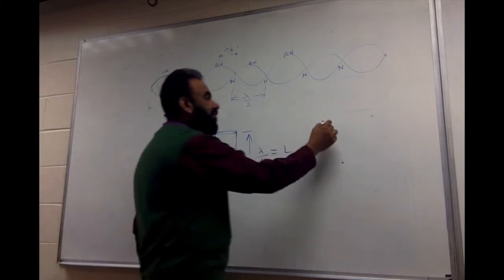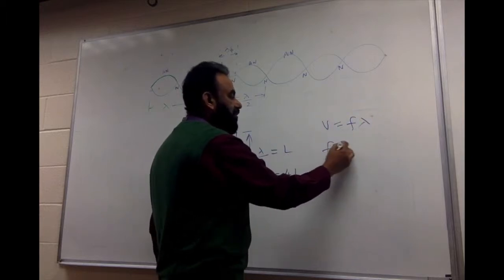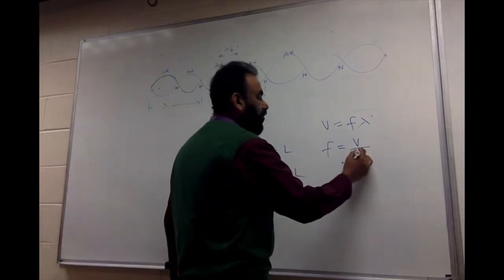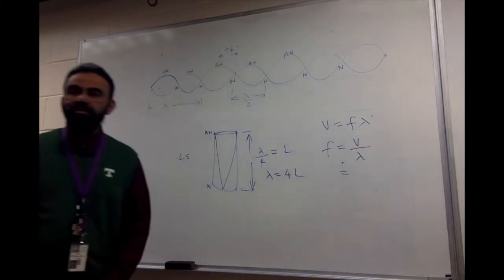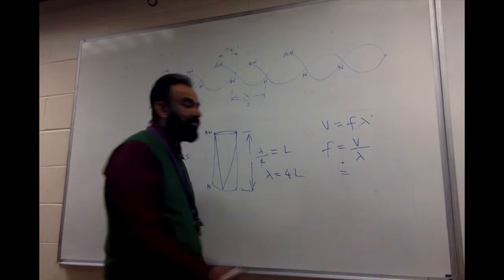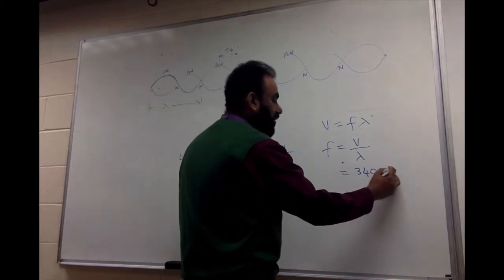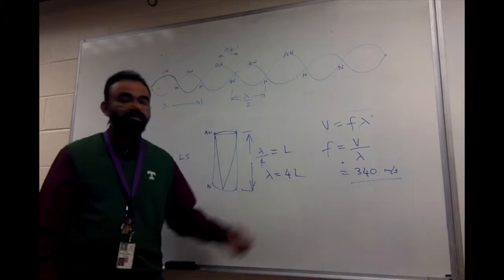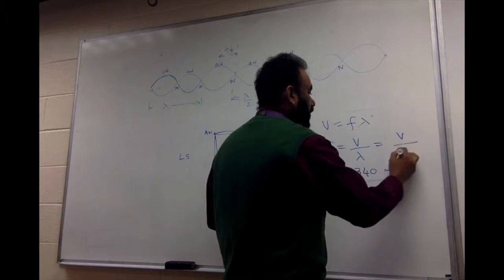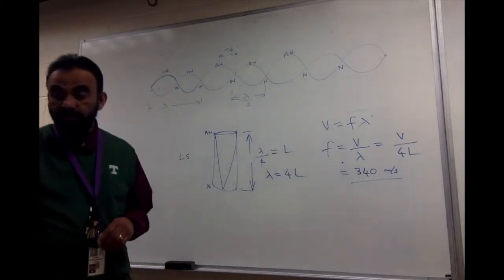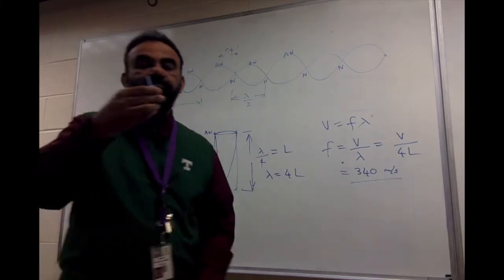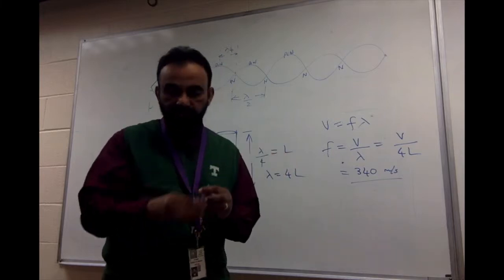And again, velocity is equal to f lambda. So the frequency of the sound that you end up getting from a tube like this is velocity over lambda. But this time the velocity is the speed of sound through air, which is roughly 340. So 340 meters per second over the lambda, which is 4L. So this is going to be V over 4L. So the sound that you end up getting is V over 4L. So when I blow this thing, you're supposed to get a certain frequency, right?